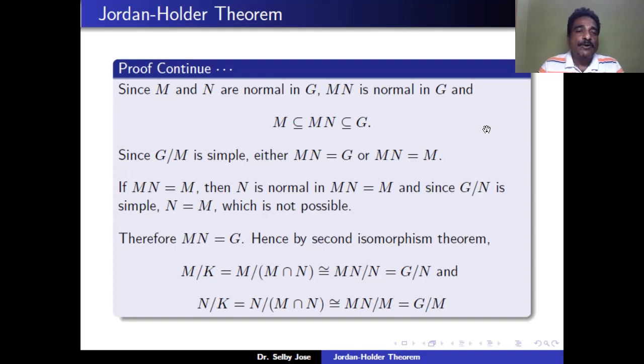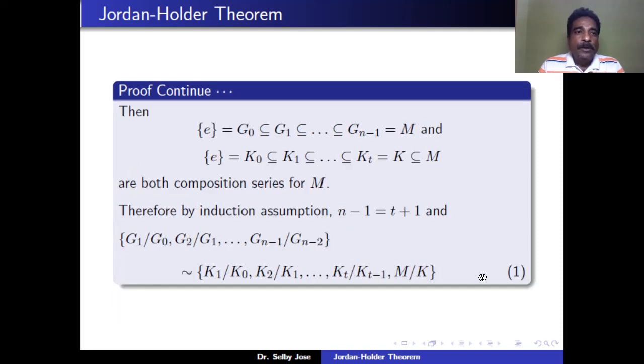Therefore, by the second isomorphism theorem, M mod M intersection N is isomorphic to MN mod N, and N mod M intersection N is isomorphic to MN mod M. But M intersection N is K, and MN is equal to G, so we get M mod K is isomorphic to G mod N and N mod K is isomorphic to G mod M.